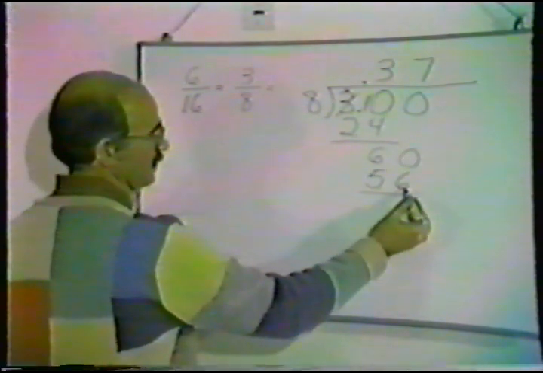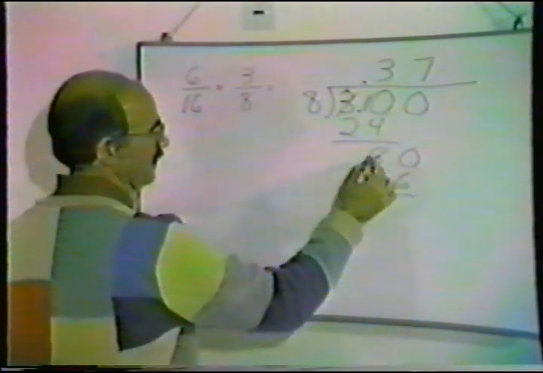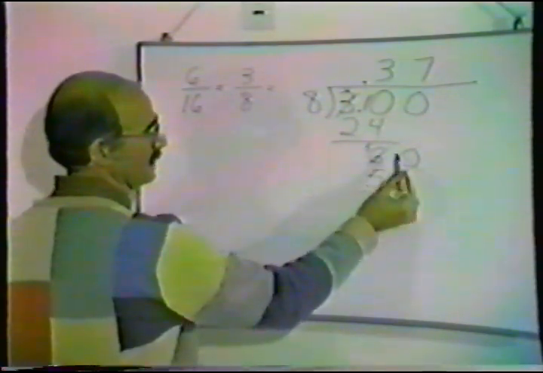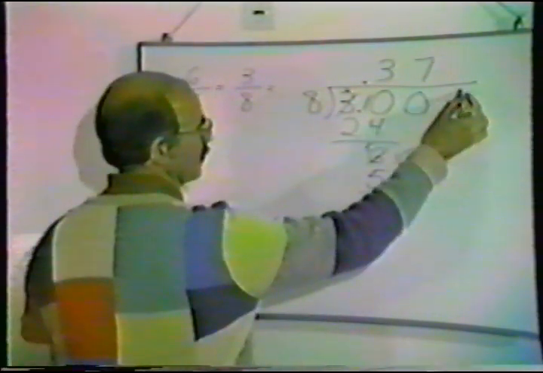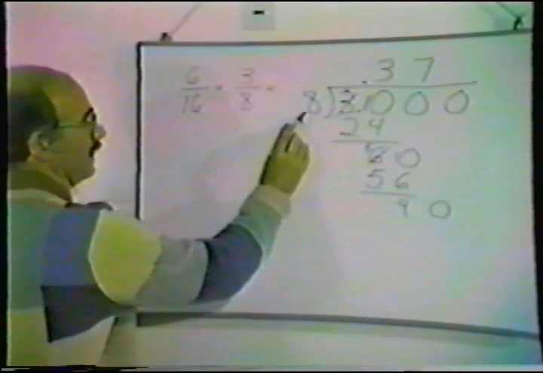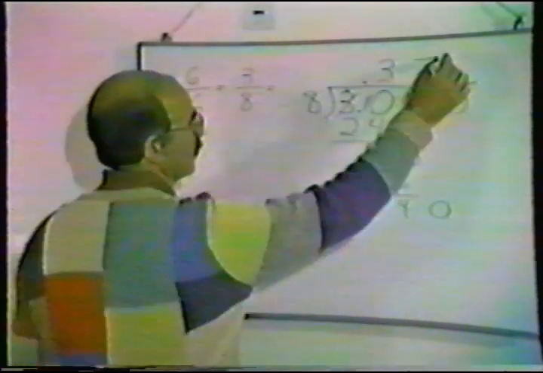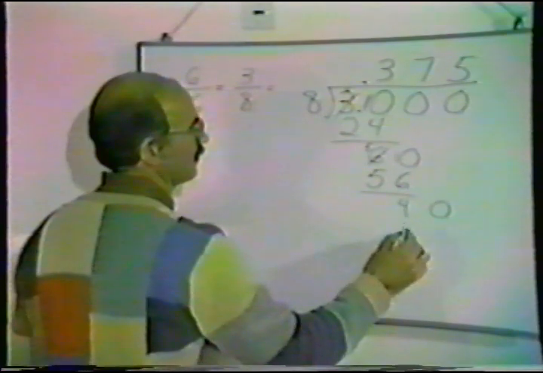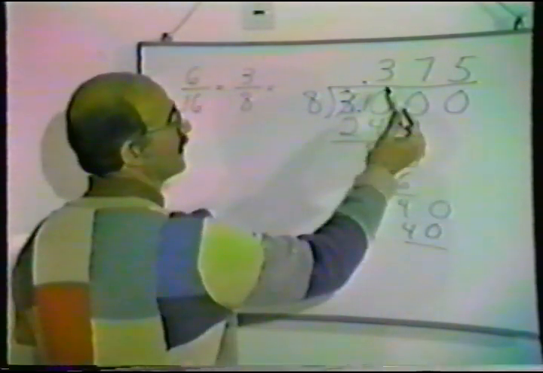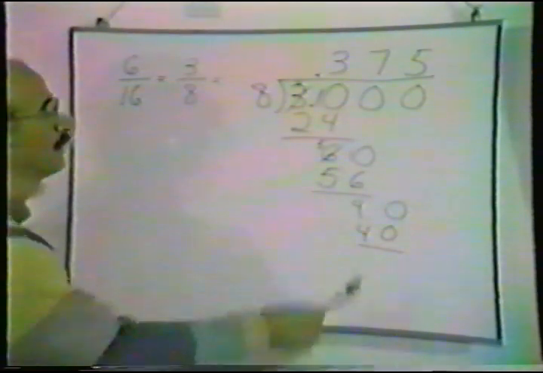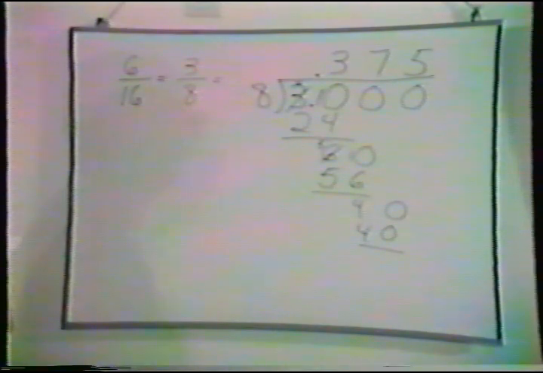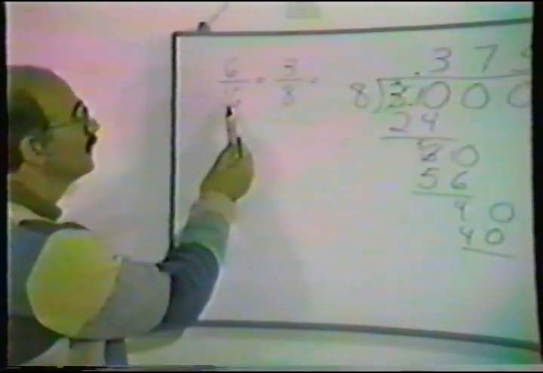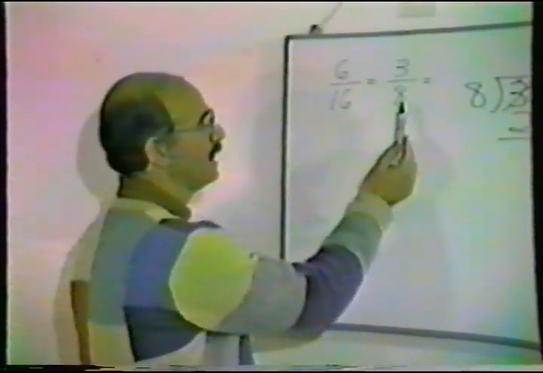0, take away 6. Can't do. The 6 becomes a 5, the 0 becomes a 10. 10 take away 6, 4. Add another 0 and bring it down. 8 into 40, 5. And 5 times 8, 40. It has come out even at the 1,000th place. Please read the answer. 375 thousandths. It helped us quite a bit to reduce the 6/16 to 3/8.